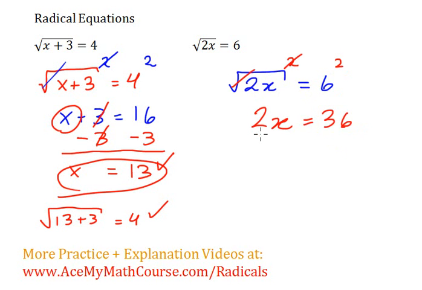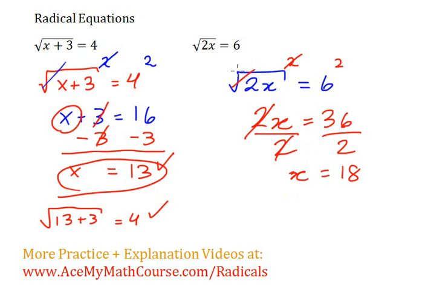Then I can just divide both sides by 2. And x. Let me keep my x's consistent. This one's nicer than this one, isn't it? What is your preference? That is my preference. So 36 divided by 2 is just 18. And that appears to be the answer.